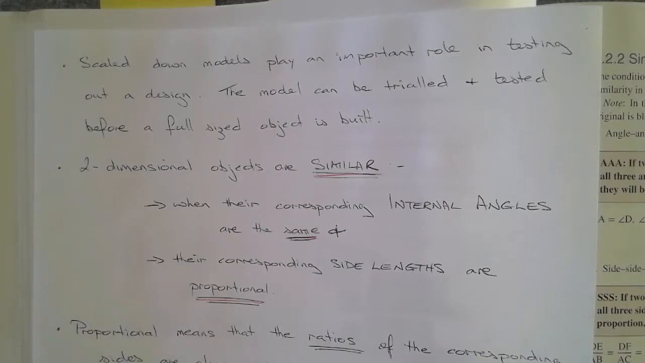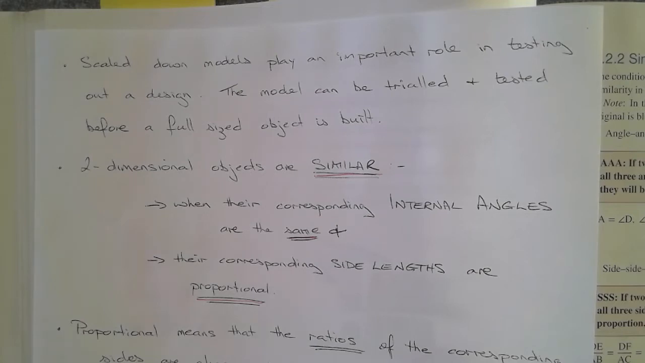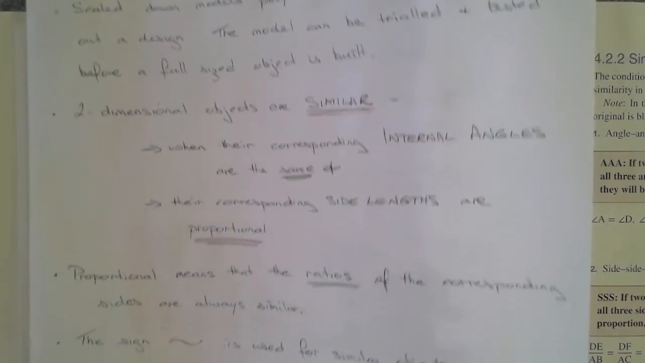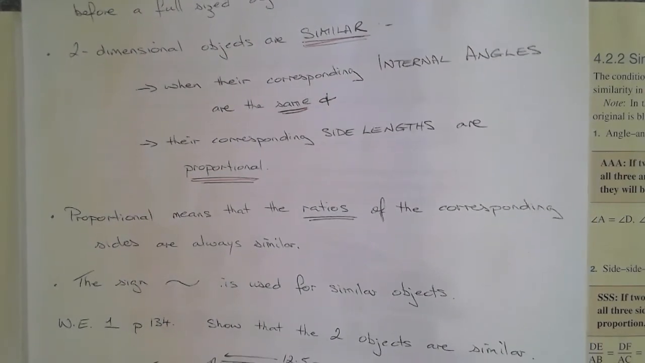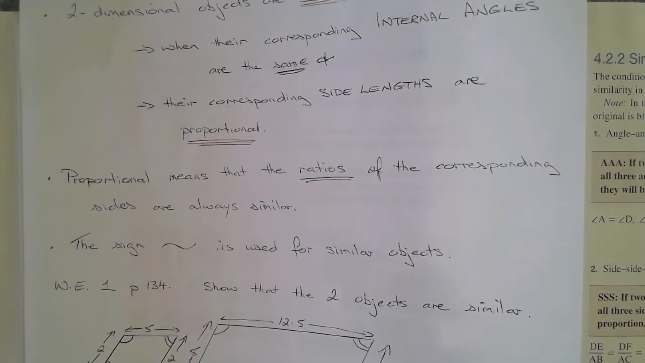Scaled-down models play an important role in testing out a design. The model can be trialled and tested before a full-sized object is built. Two-dimensional objects are similar when their corresponding internal angles are the same and also when their corresponding side lengths are proportional. Proportional means that the ratios of the corresponding sides are always similar. In maths, we use the wave sign to show similar objects.